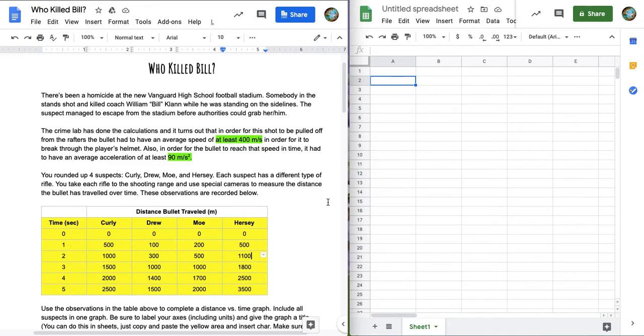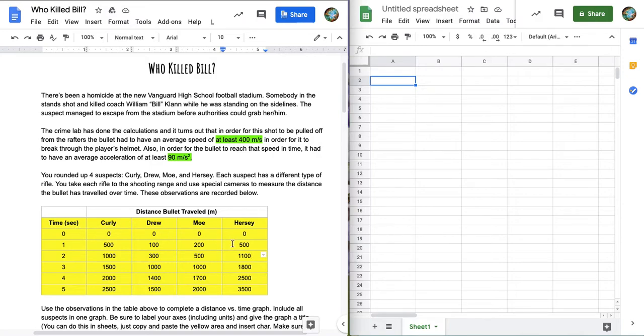Hello guys, in this assignment you need to figure out who killed Bill. It turns out that in order for this shot to be pulled off, the bullet had to have an average speed of at least 400 meters per second and an acceleration of 90 meters per second squared.